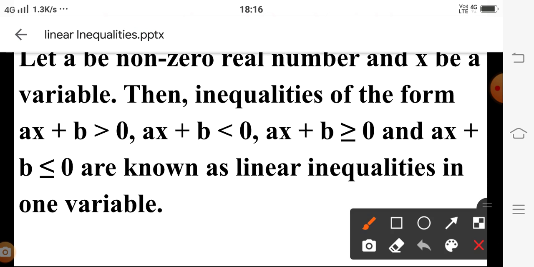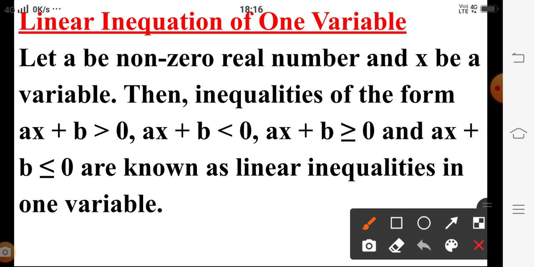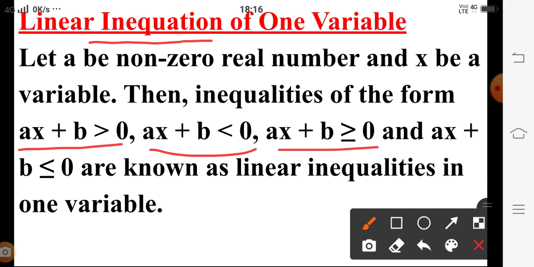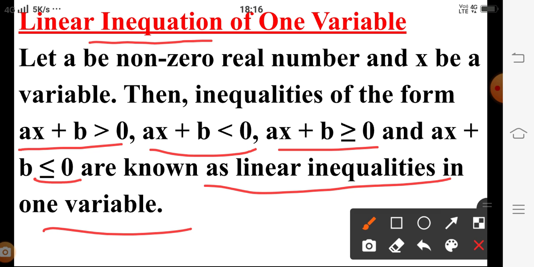Then linear inequation in one variable. We know about the linear equation having degree 1. Here we have the linear inequation having one variable: ax plus b is greater than or equal to 0, ax plus b is less than 0, ax plus b greater than or equal to 0, and ax plus b less than or equal to 0 are known as linear inequalities in one variable x, and a should be a non-zero real number.